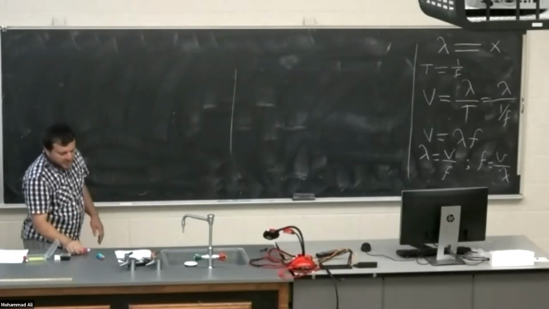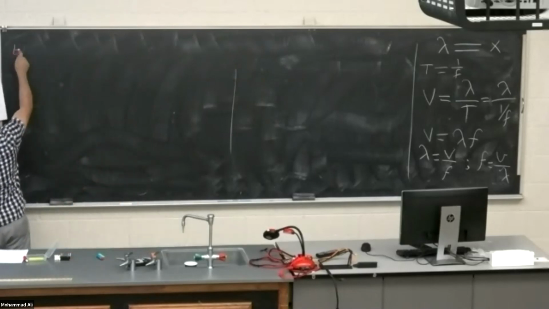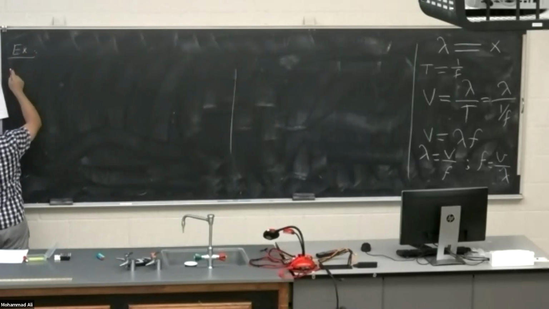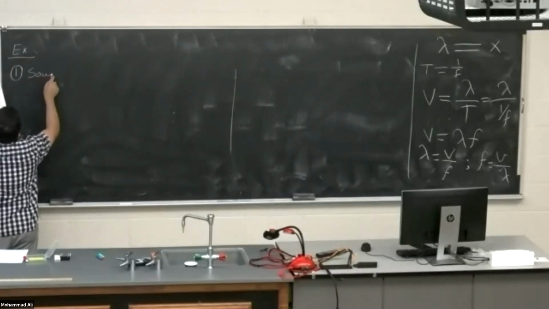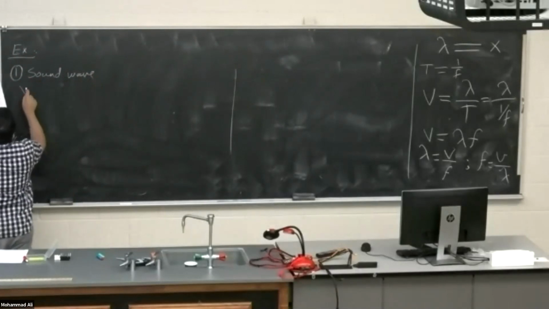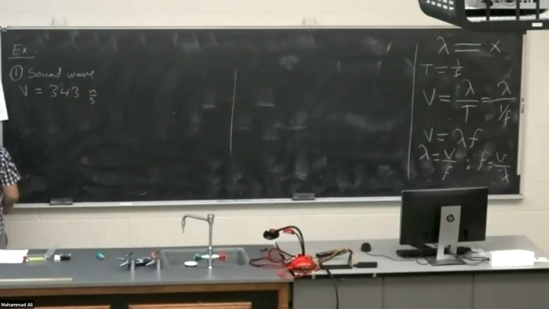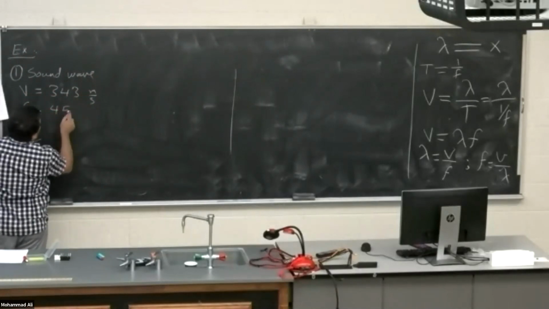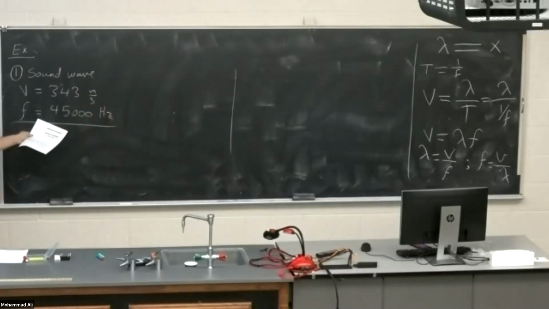Now, we have this example. We have two signals. The first one is a sound wave with velocity in air 343 meters per second, and frequency, which is 1/T, equal to 45,000 hertz. You know that the frequency unit is hertz.